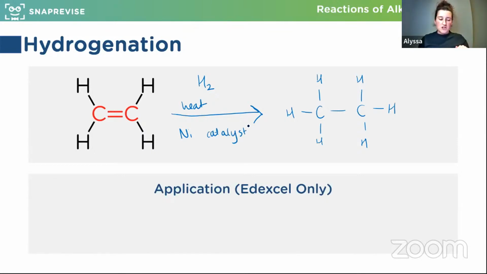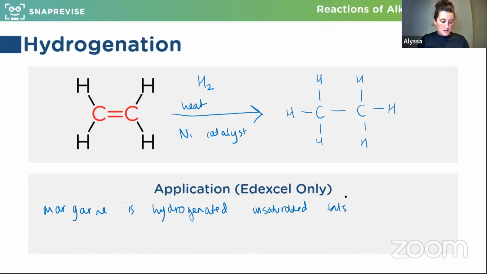Then there's a little bit of an application for Edexcel students only. We look at hydrogenation when we talk about saturated and unsaturated fats. So margarine is hydrogenated unsaturated fats, i.e. oils. It's quite a thick oil, can be oils as well. Whereas butter is saturated.